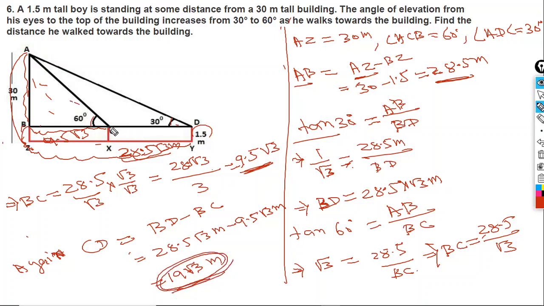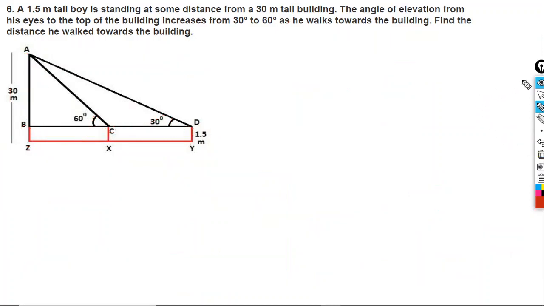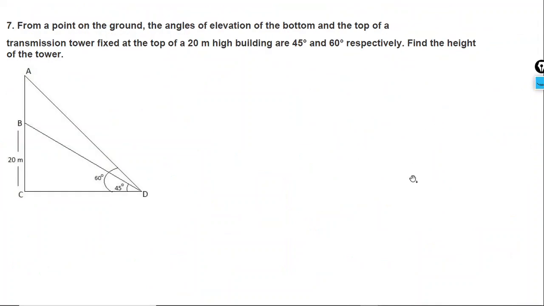So CD is 19 root 3 meter. What we need is to find the distance he walked towards the building. So here the distance DC is 19 root 3 meter. Okay. Now we will move towards another question. Question number 7.